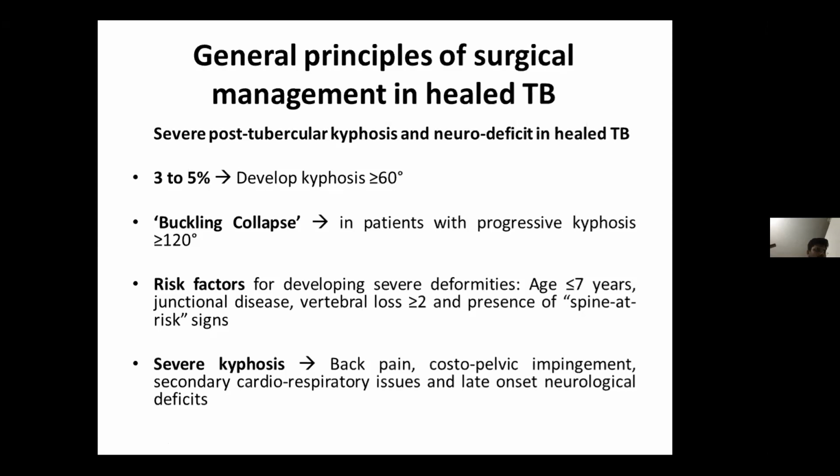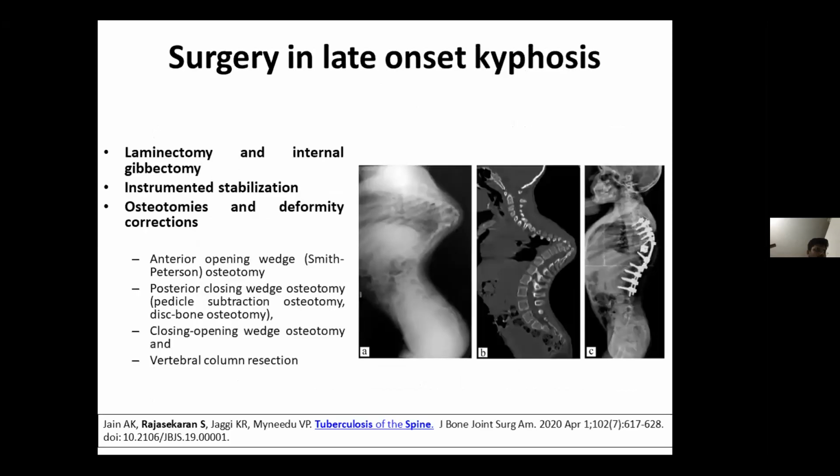onset neurological deficit. So the risk factors for developing severe deformities in our patients are young age, less than 7 years, junctional disease when there is a significant vertebral loss, and presence of spine at risk signs, especially in the pediatric population. It's better prevented through our active intervention in the active phase of the disease rather than treated.